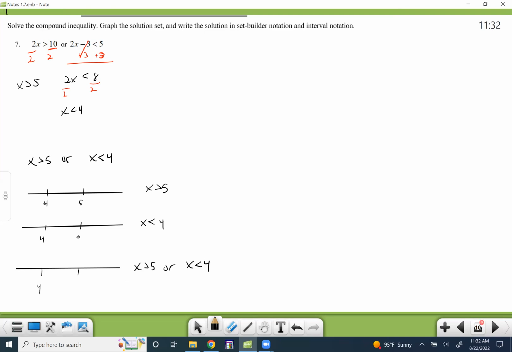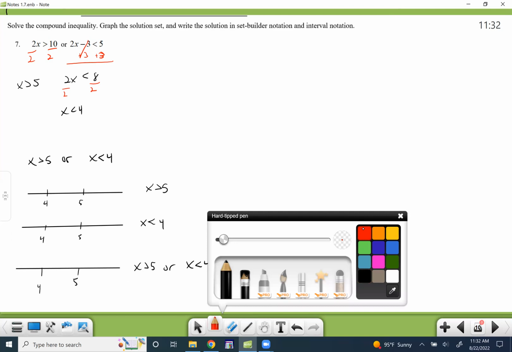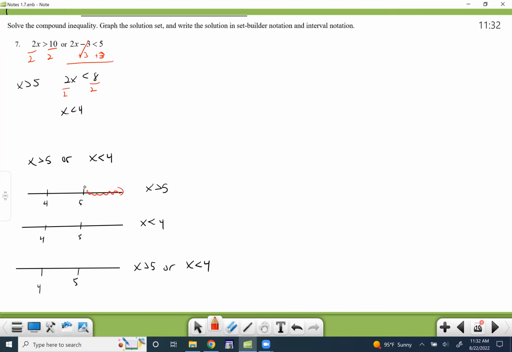And that's going to be the number 5 on all the number lines. All right, so I'm going to shade X is greater than 5. So that would be this way. And it'd be a parentheses because there's no line underneath. X less than 4 would be this way. And that'd be a parentheses.